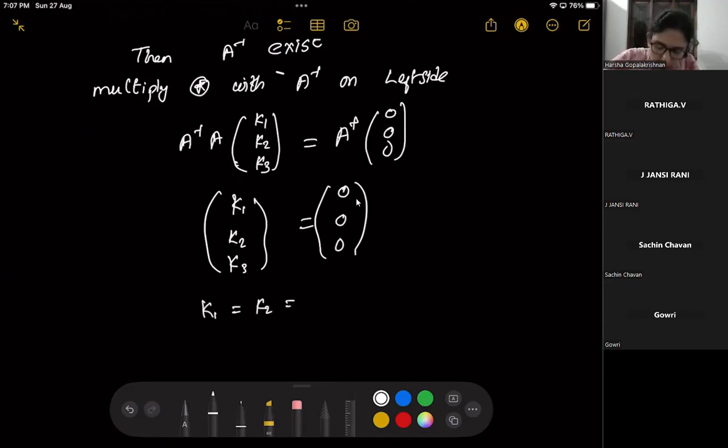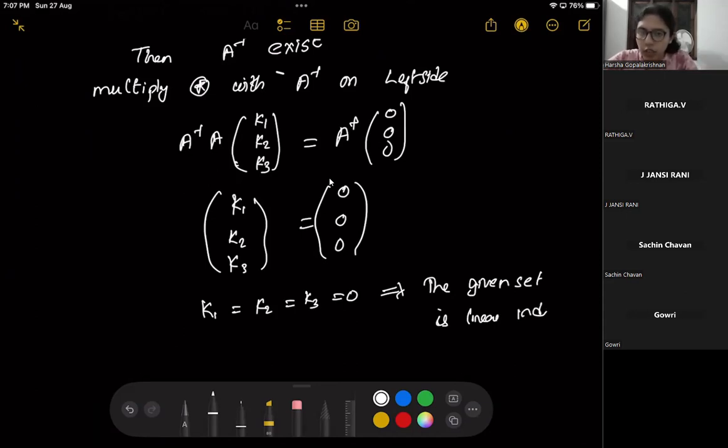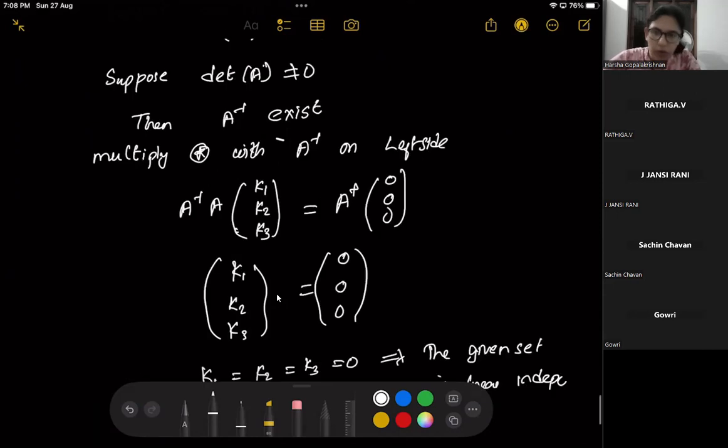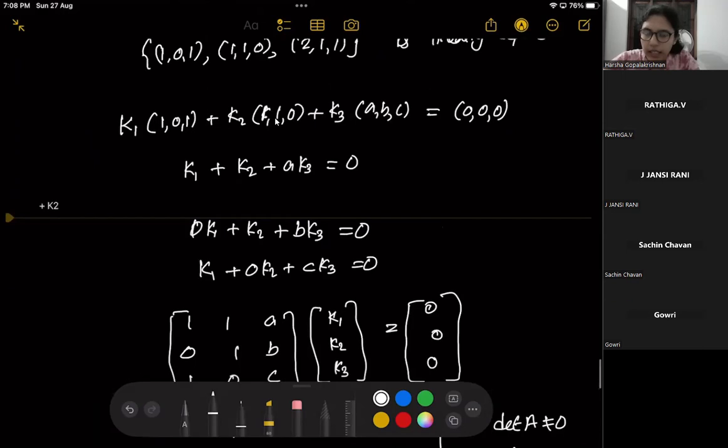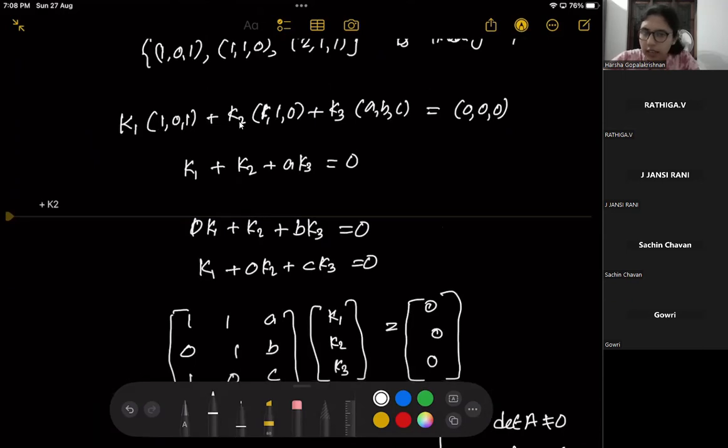That means the given set is linearly independent. Okay. So we are starting with the determinant of A not equal to 0 and A inverse exists, and we are getting K1 equal to K2 equal to K3 equal to 0. Okay. So in the expression here, we are writing the linear combination of these three vectors K1, K2, K3, and we got these are equal to 0. So if all these are 0, what we can say it is linearly independent.